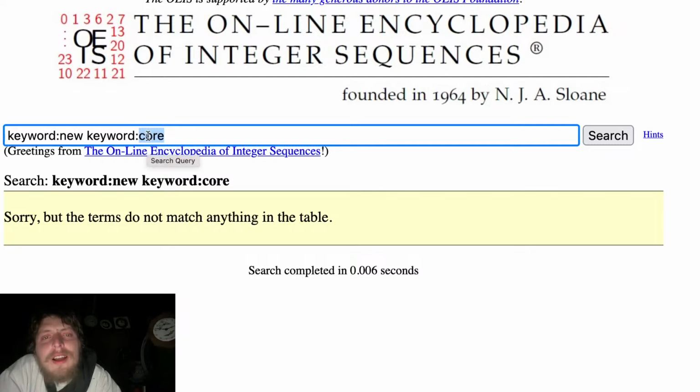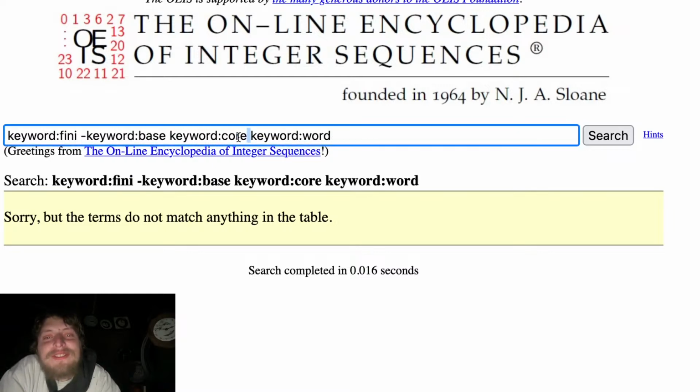So there's a lot of different combos that are sort of neat and fun to test out. Like, let's say I want a finite list, and let's say I don't want it to be base dependent. And let's say I want it to be, do they have a core? Well, no, they all have cores like that. Core. And let's say I want it to relate to words. That was too much. Not a core.